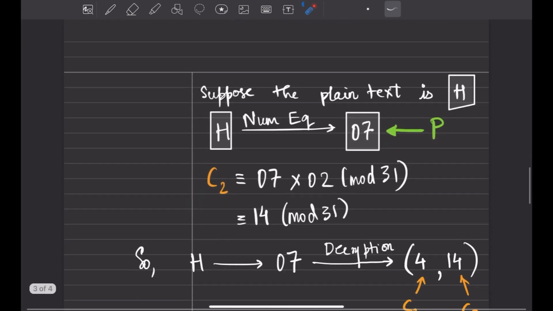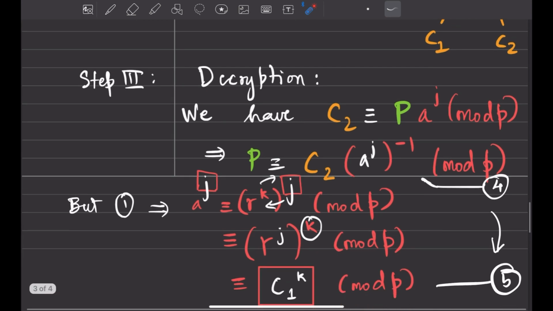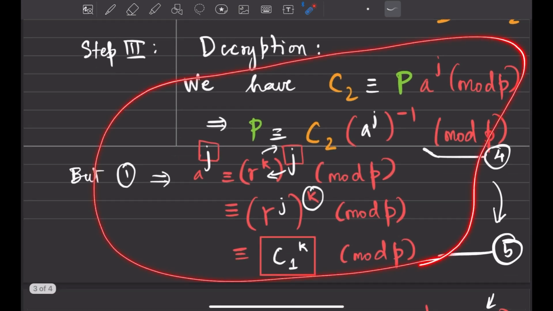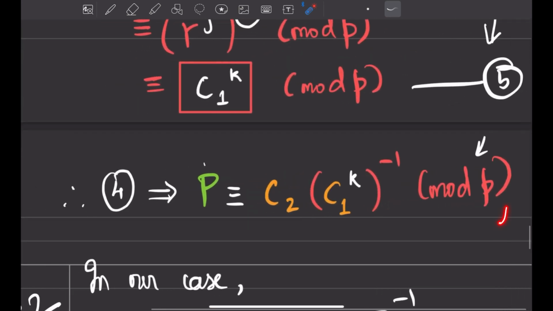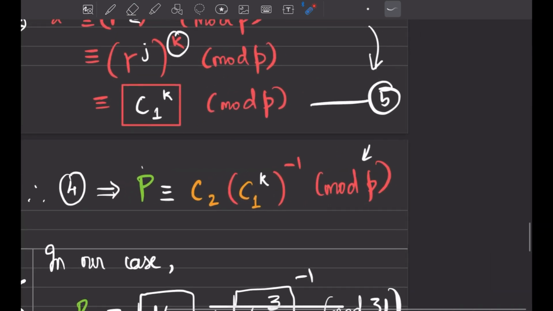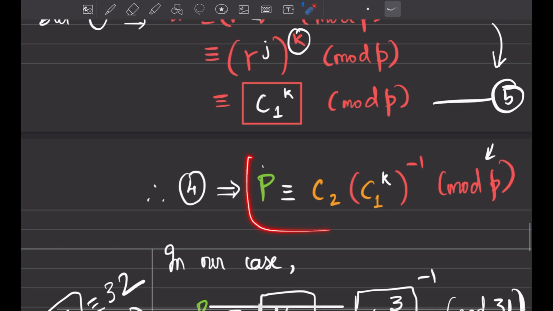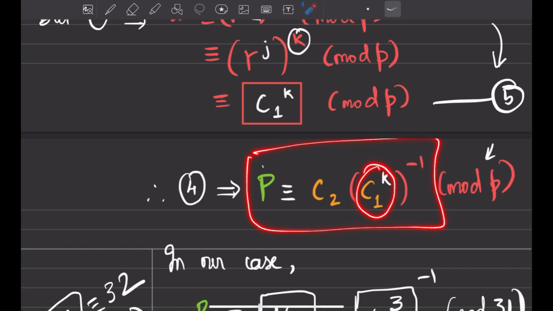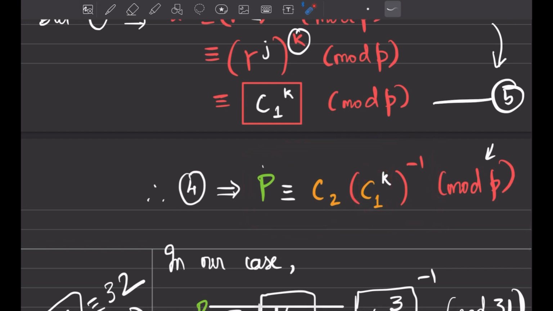And again, for decryption, you have to remember this. Even if you do not remember the rest, remember this formula. For obtaining the plain text, the formula is P is equal to C2 times C1 raised to the private key, the whole inverse of that.